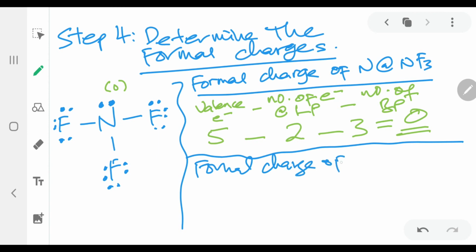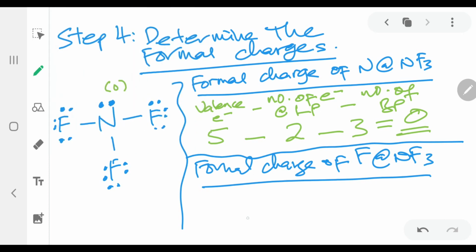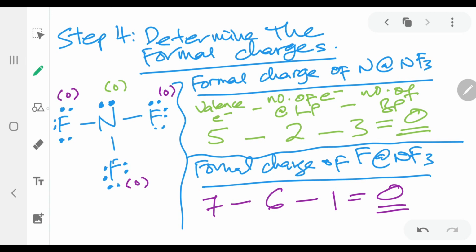Next, the formal charge of fluorine in NF3. The same formula, very simple formula. The number of valence electrons at each fluorine is 7, which you have worked out just now, minus each fluorine has 3 lone pairs, so 3 lone pairs times 2, you have 6 electrons at lone pair, minus each fluorine atom is attached to 1 bonding pair, so minus 1, equals 0. So each of the fluorine will have 0 formal charge. Okay, so you get 1 mark for this, 1 mark for that, and 1 mark for that one.